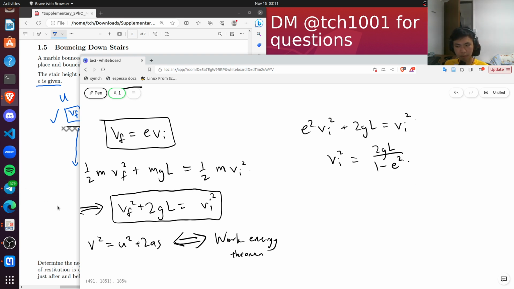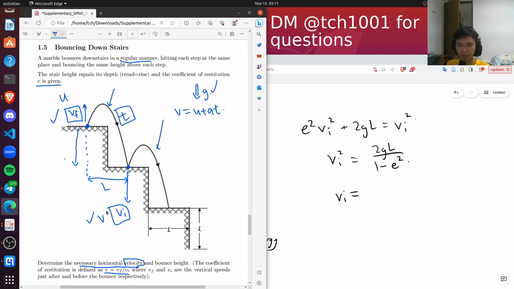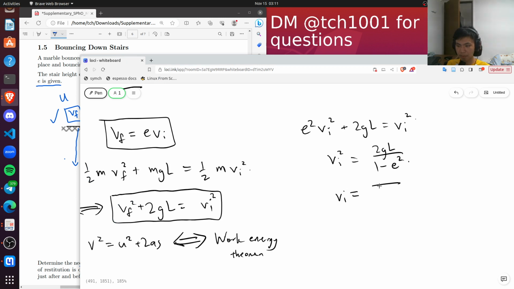And what do we want to know? We want to know the exact Vi, because we need to know the exact Vi and Vf. So Vi is just the square root of 2gL over 1 minus e squared. And what's the other one? Vf is just e times Vi, so that would just be this.